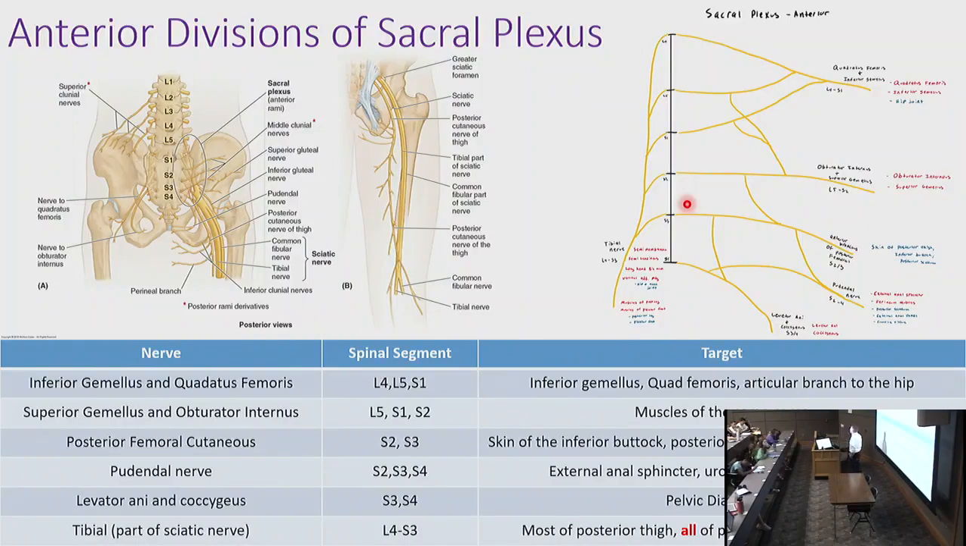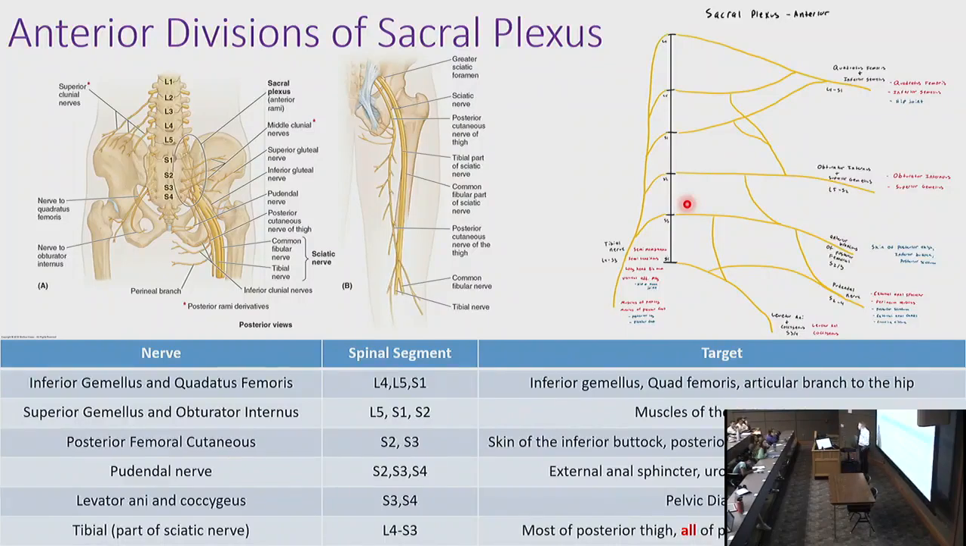Now, in my head, I'm like, who named this? Because the spinal segments are L4 through S1, and if I go right down below that, I have superior gemellus and obturator internus. So if you think about the structures in that region, the superior gemellus and obturator internus are the two superior muscles, and then the inferior gemellus and quadratus femoris are inferior to that. So you just have to think that the spinal segments are flipped in terms of superior and inferior.